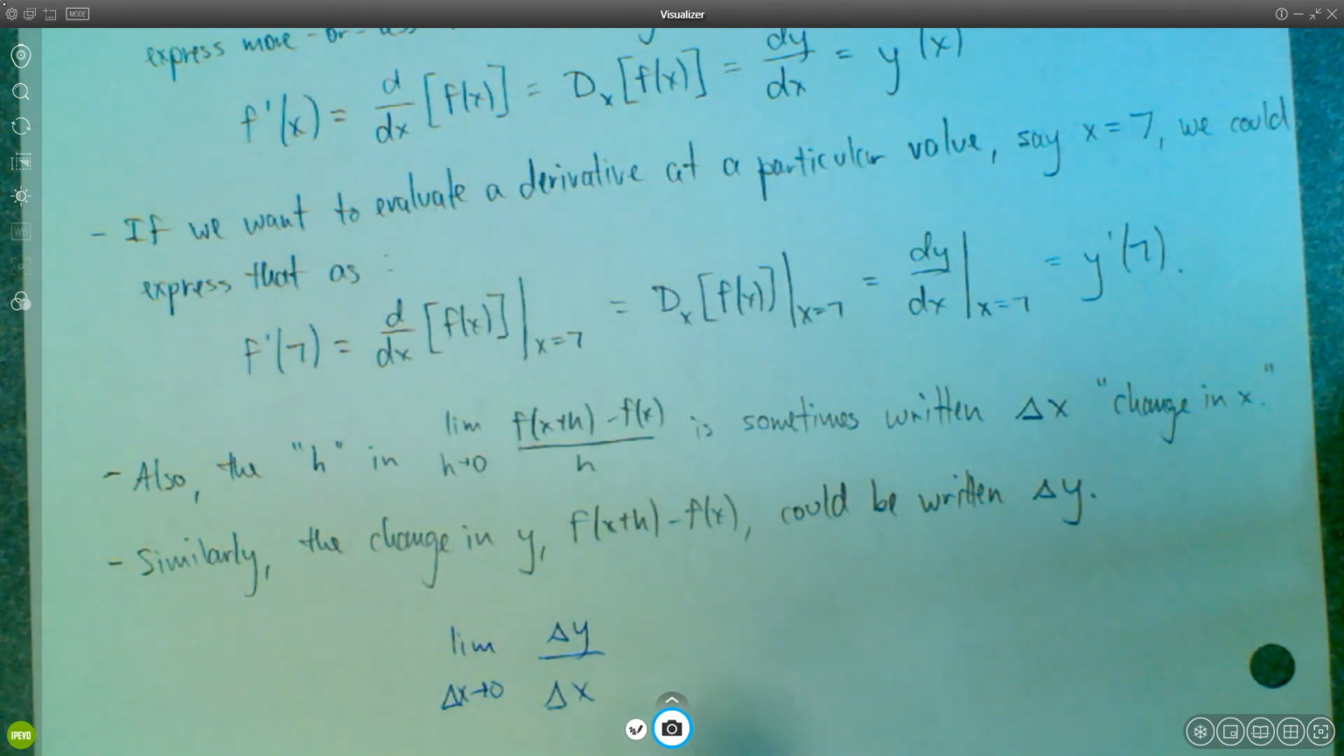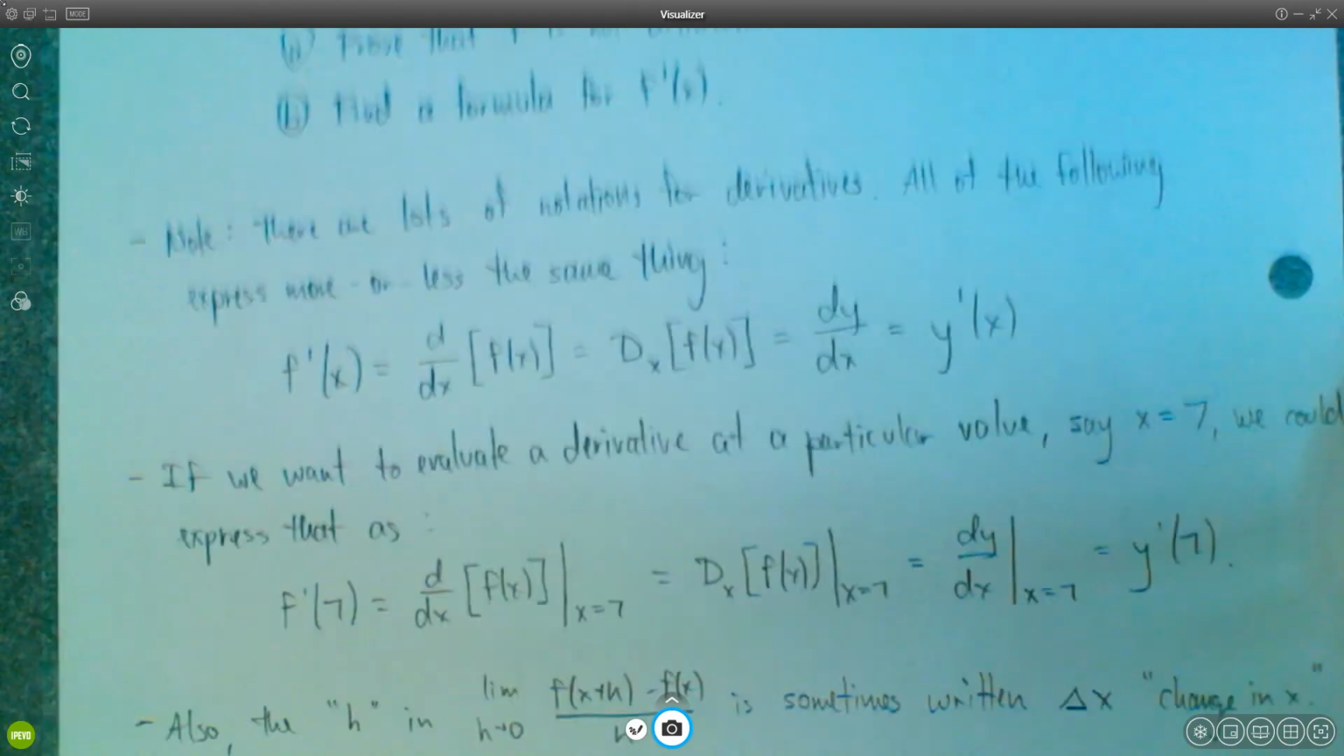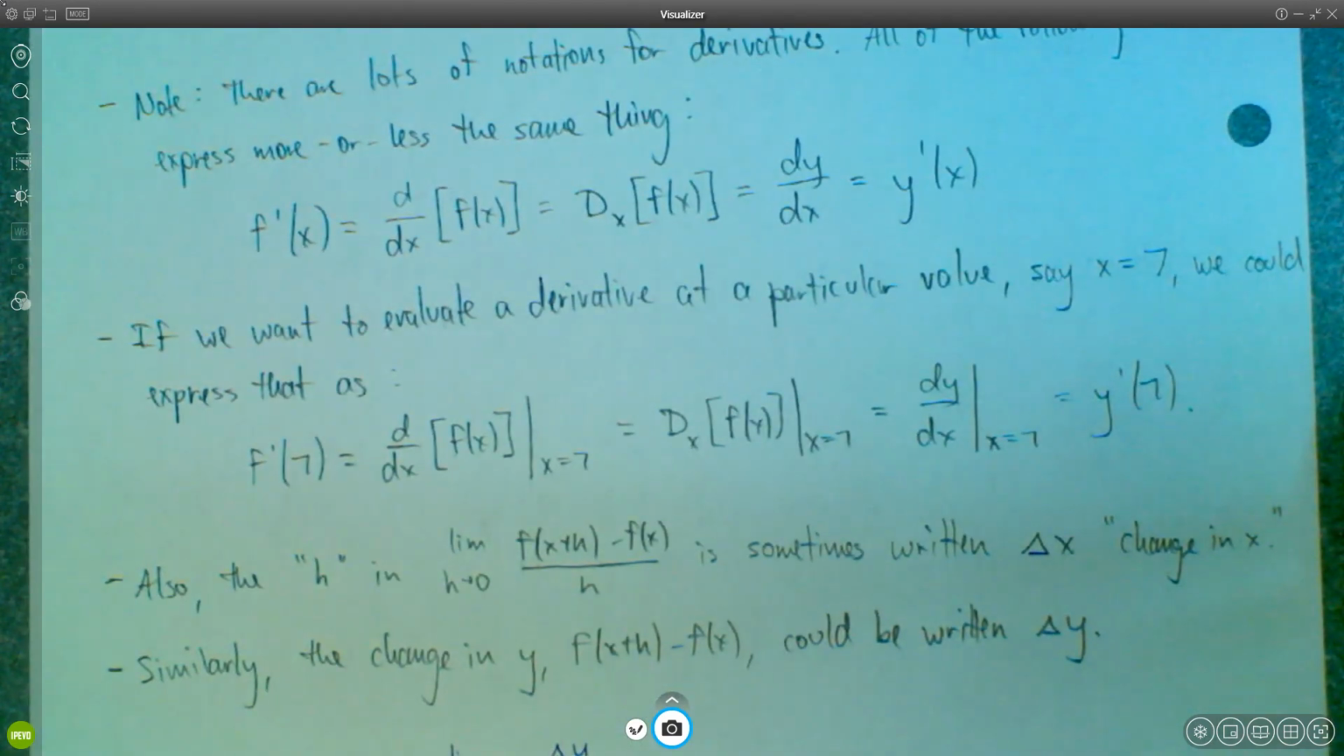But anyway, just for your information, there are a whole bunch of different ways that this concept can be notated. All right. So that's all I have to say about that for now.